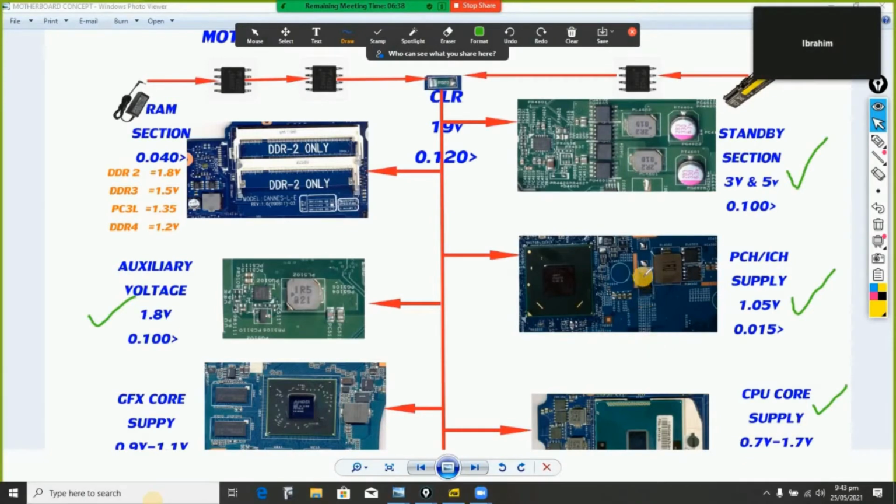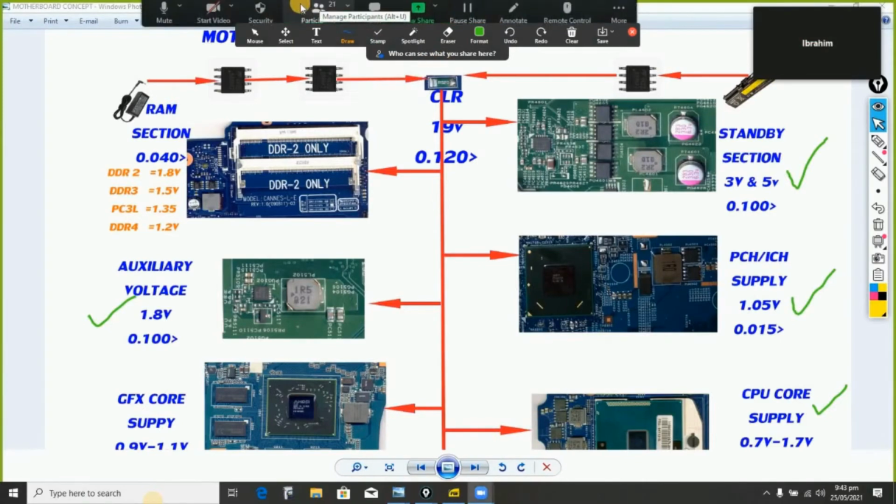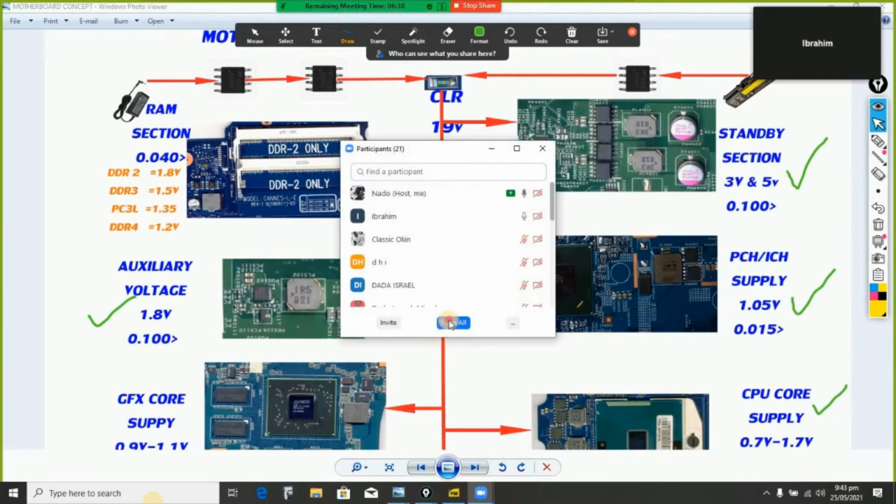This CPU voltage, someone's mic is disturbing. Let me correct that, please. Someone's mic is disturbing. Okay. Now corrected.